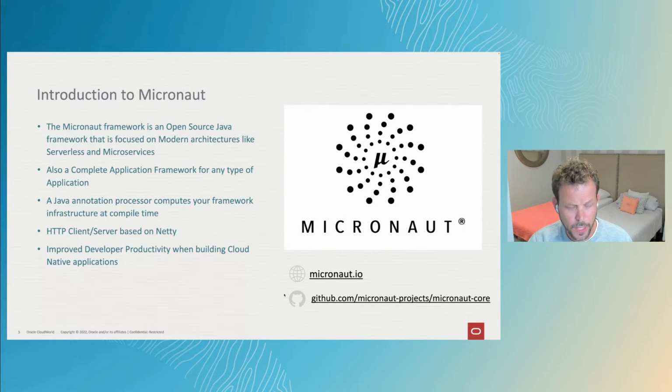And in terms of the HTTP layer, it has a client and server based on the asynchronous Netty IO toolkit. And the goal of Micronaut is to improve developer productivity when building cloud applications, deployable to multiple clouds. If you want to find out more, you can go to micronaut.io, the main website for Micronaut, and you can find the source code for Micronaut, which is Apache licensed, available on GitHub at the link below.